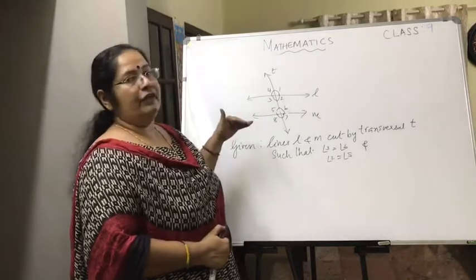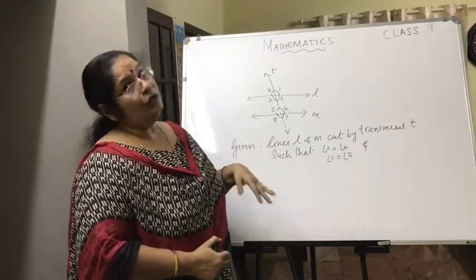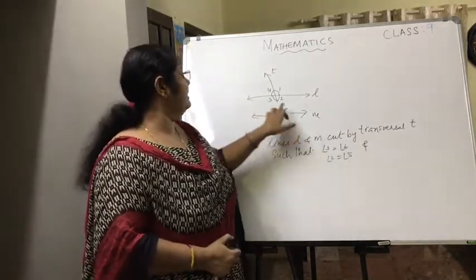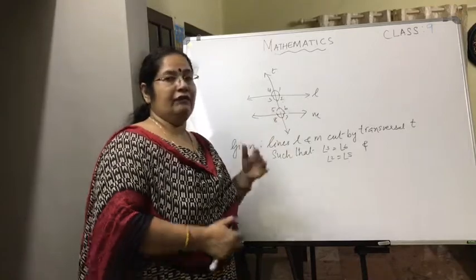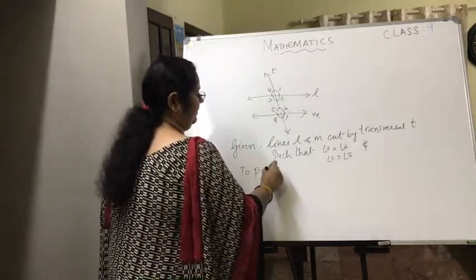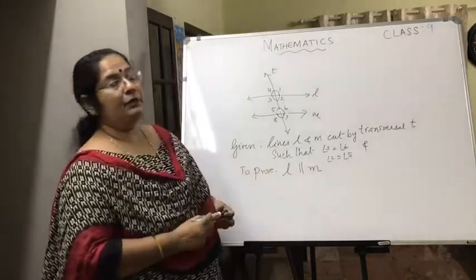Now what is given for us? Two lines L and M cut by a transversal T. Also the alternate interior angles are equal. That is angle 3 is equal to angle 6 and angle 5 is equal to angle 2. This is given for us. Now what are you asked to prove? To prove that L is parallel to M. You have to prove L parallel to M.